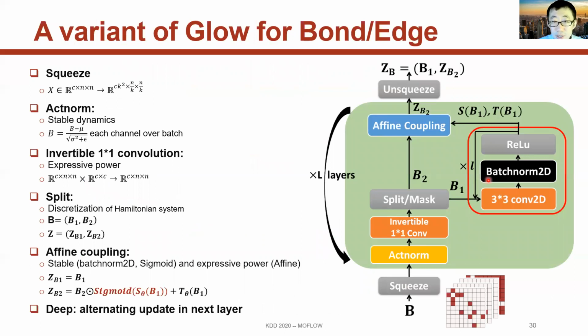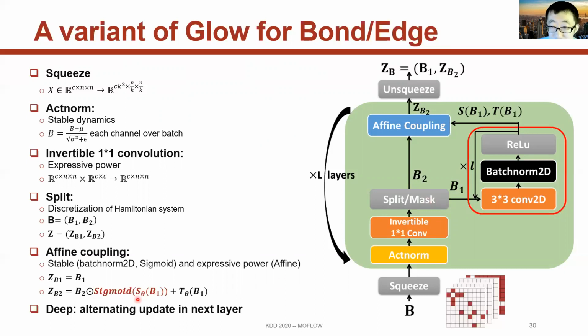Here are some details. We use a variant of GLOW for bond generation. Here we transform edge tensors with a variant of the GLOW framework. First, we squeeze edge tensors to give them more channels, just like this. And then we use the same ActNorm layers to normalize the signal and make sure the deep structures are stable. We also use an invertible 1x1 convolution to transform the edge signals, and use the split and affine transformations to build and update the edge signals and keep them invertible.